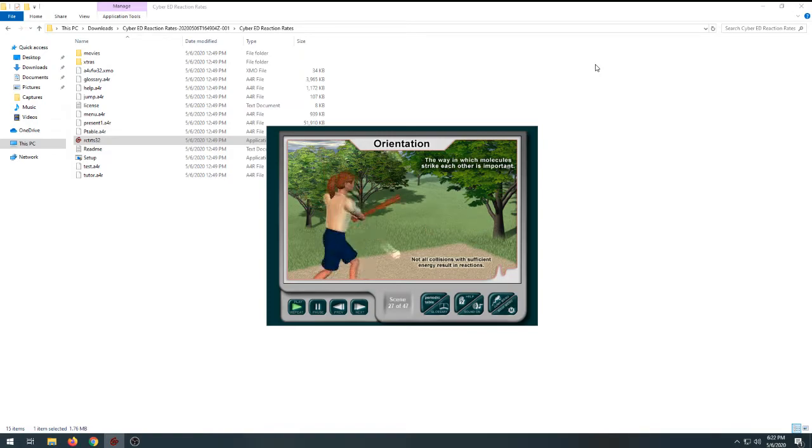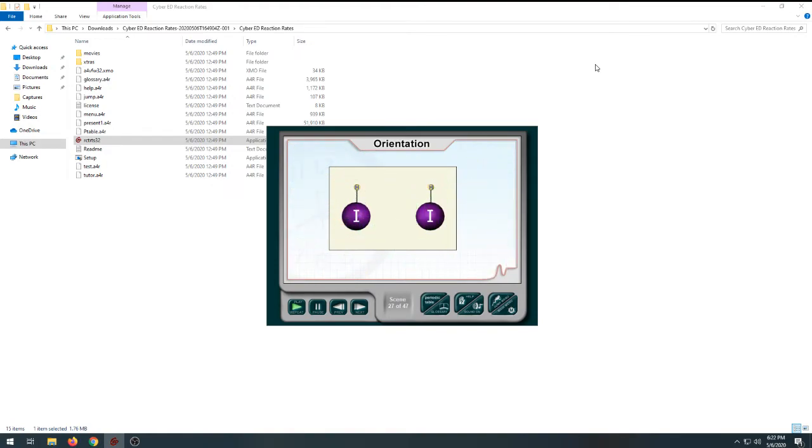It can go straight down or straight up, to the left, or to the right, depending on how the bat strikes it. If the bat strikes the ball in just the right way and with sufficient energy, the batter hits a home run. When molecules strike each other with the correct orientation, they form what is called an activated complex.